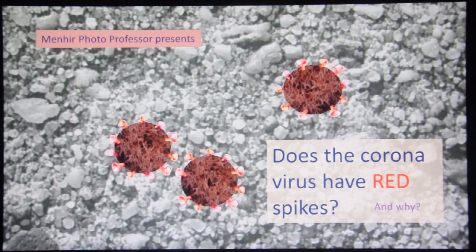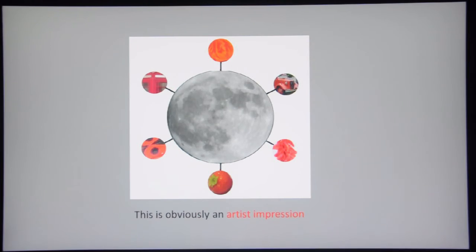Because if you look carefully in newspapers, magazines, on the news, somehow the virus always looks different. And I've even seen variants where the spikes were not red but blue. So what's going on? This is called an artist impression. Why do they do that?